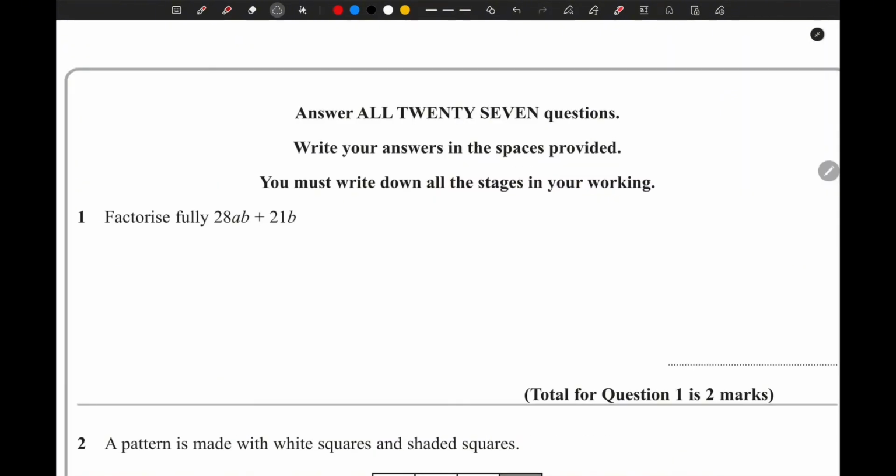Now starting with the first question, we need to factorize 28ab plus 21b fully. In order to factorize this, we can take 7b as common, as it is common in both of the terms. So that gives us 7b(4a plus 3). So this would be the answer to question 1.